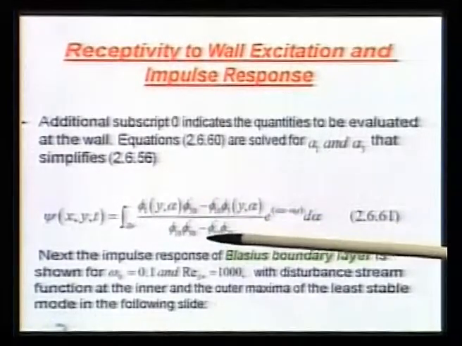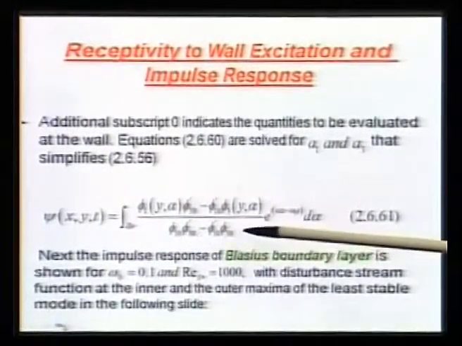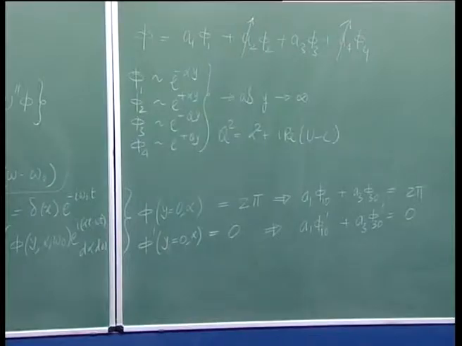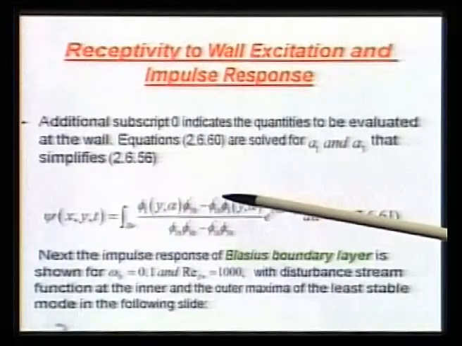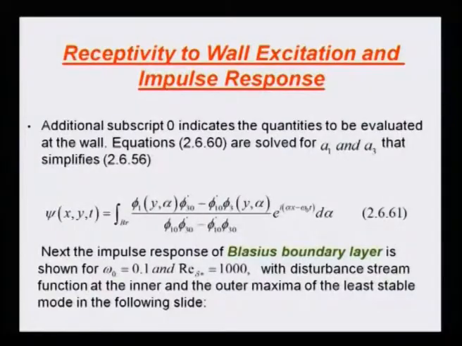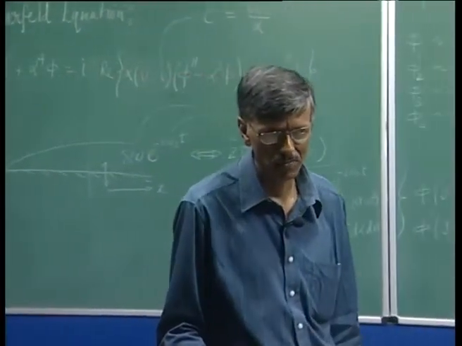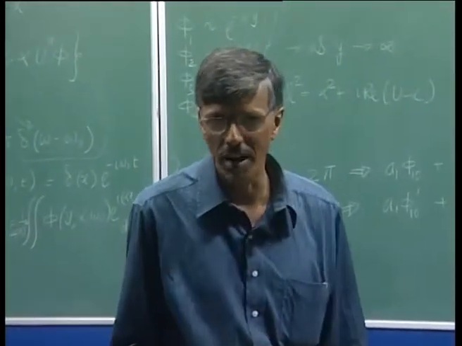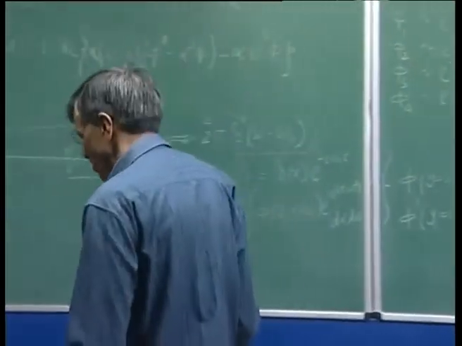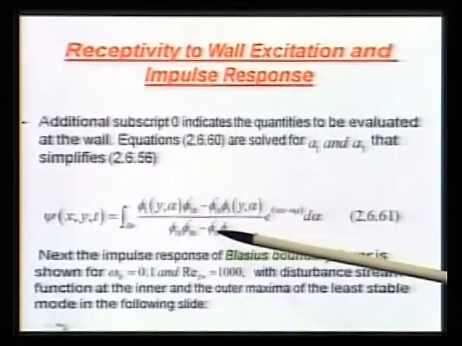What is A1? A1 is phi 3 prime 0 divided by this quantity, and what is your A3? A3 is minus phi 1 prime 0 divided by this quantity. And what is this quantity? It is very familiar to us. This is nothing but your characteristic determinant. This is how we defined the dispersion relation. This is how we defined the eigenvalue relation, right. So, that is how it appears.